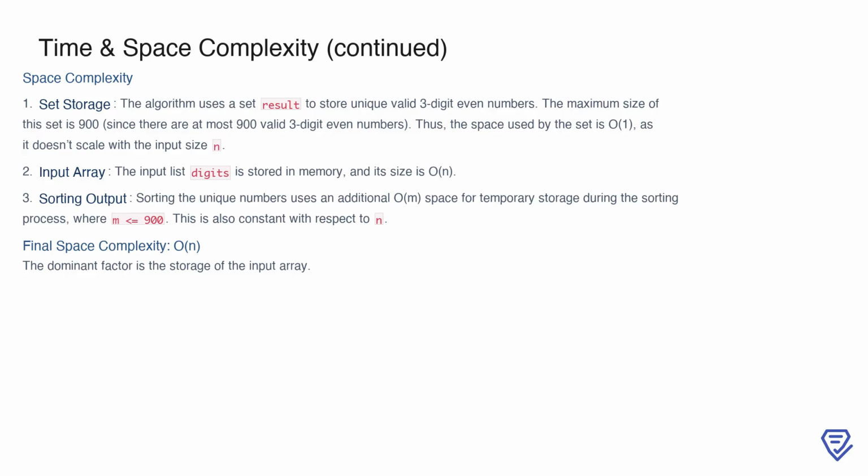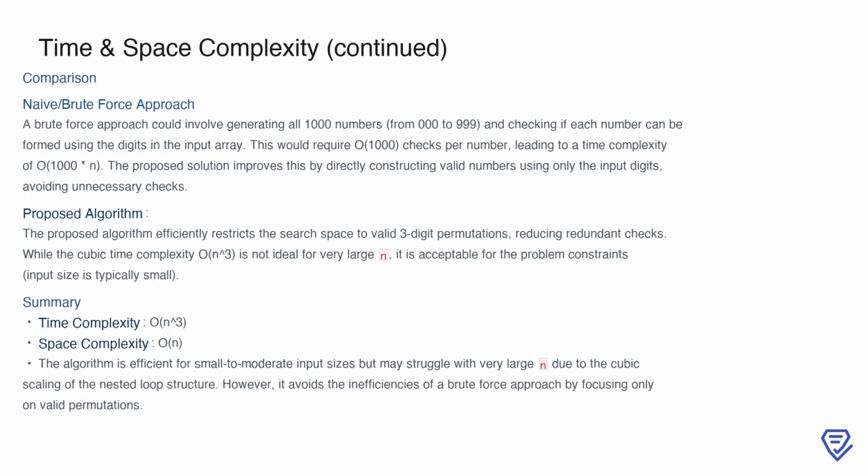The input array digits is stored in memory and has a size of O(n), which is proportional to the number of digits provided as input. Additionally, sorting the unique numbers requires temporary storage, which is O(m), where m is the size of the set. Since m is capped at 900, this space usage is constant relative to n. Therefore, the dominant factor in space complexity is the storage of the input array, resulting in a final space complexity of O(n).